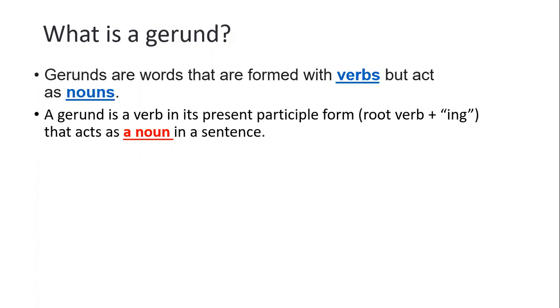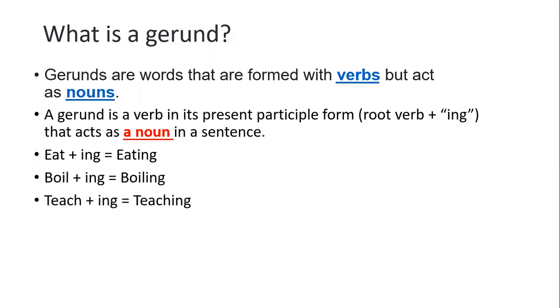And how do we make it? Verb first form, base form plus ing, like eat plus ing, eating, boil plus ing, boiling, teach plus ing, teaching. So as many as you want to make, you can by adding ing. But the great confusion occurs when we talk about whether they are verbs or not. They are not. They are in fact nouns. Let's see how.